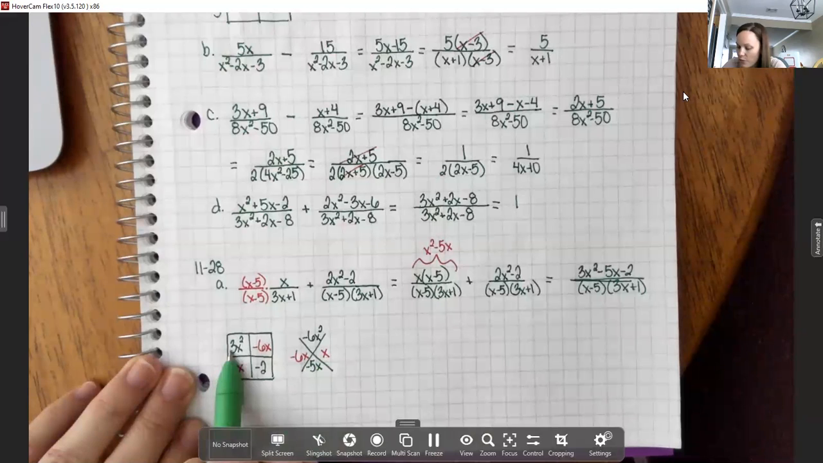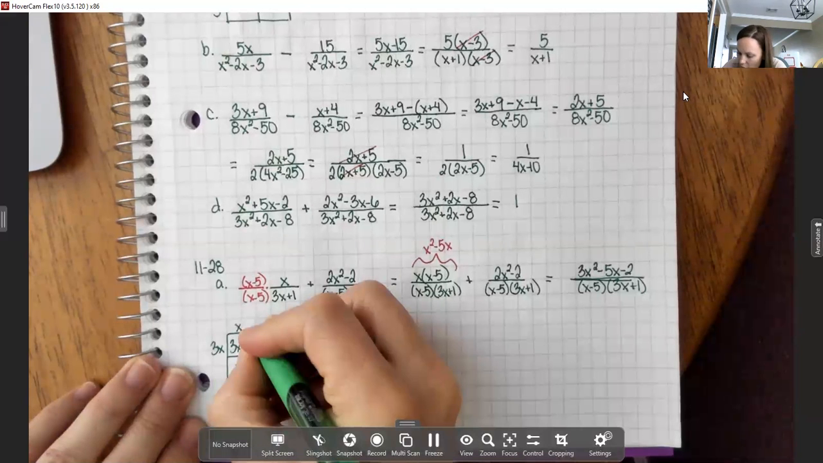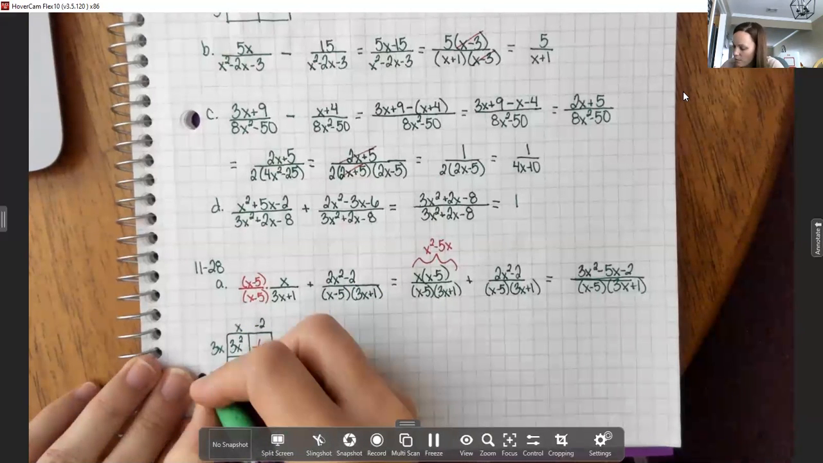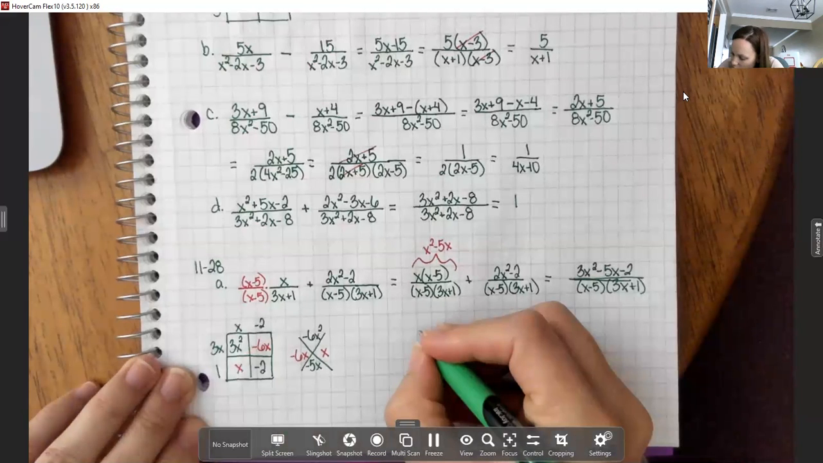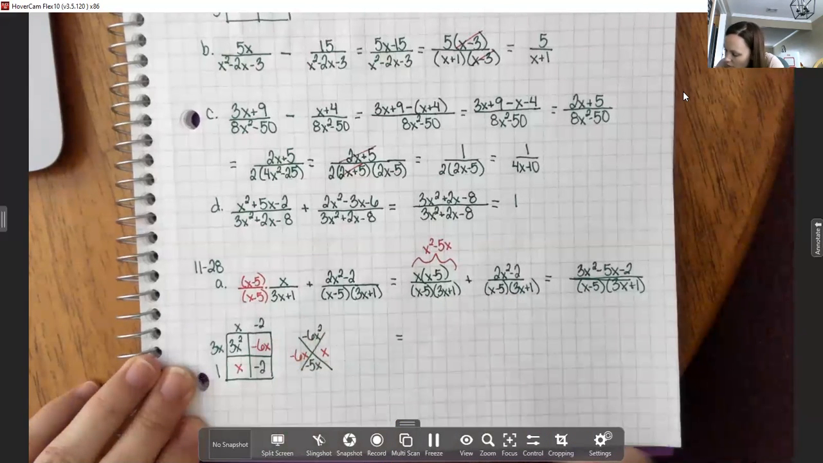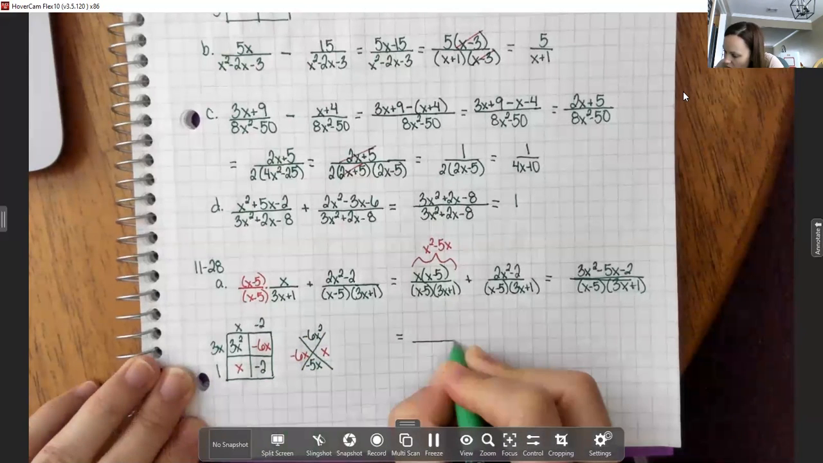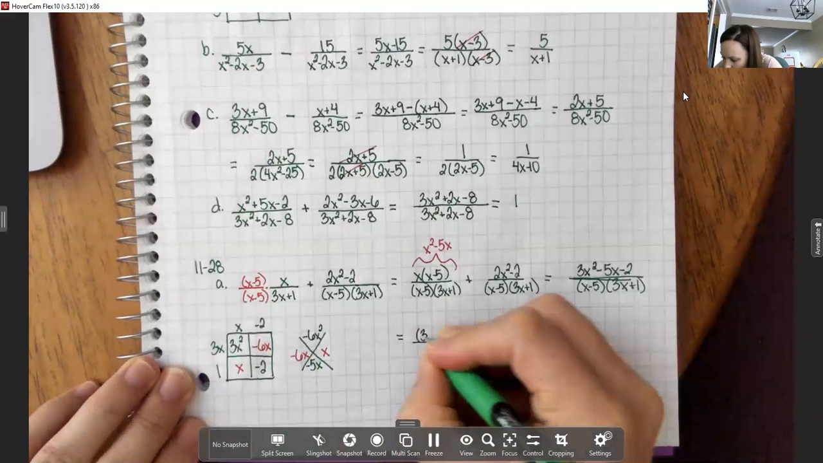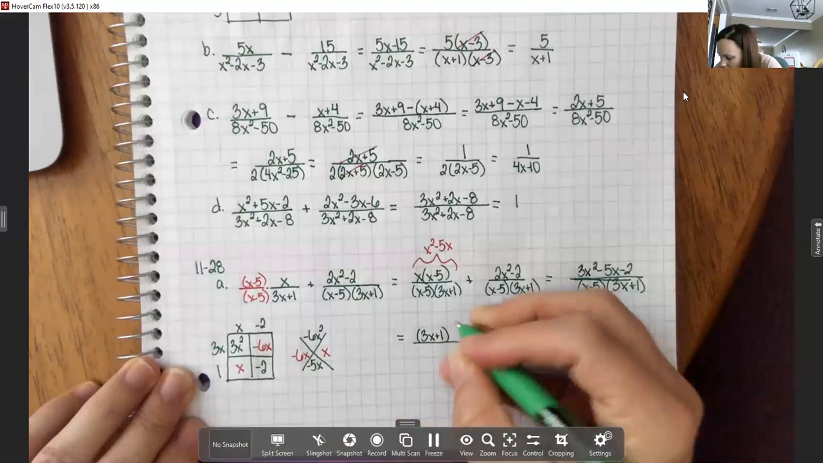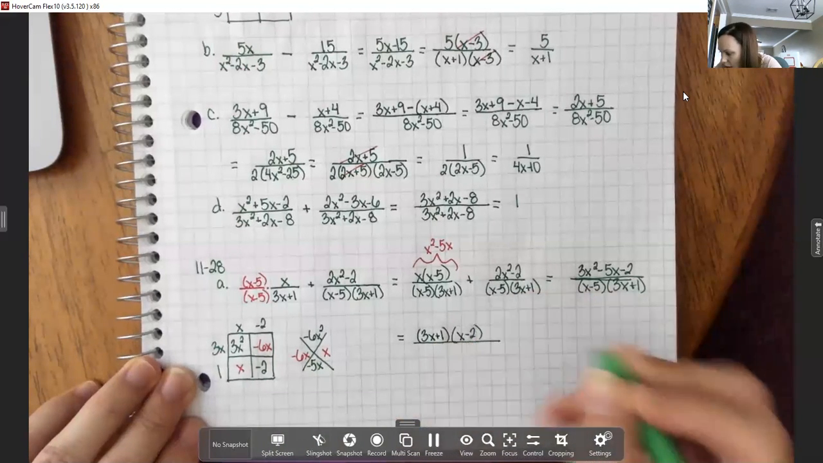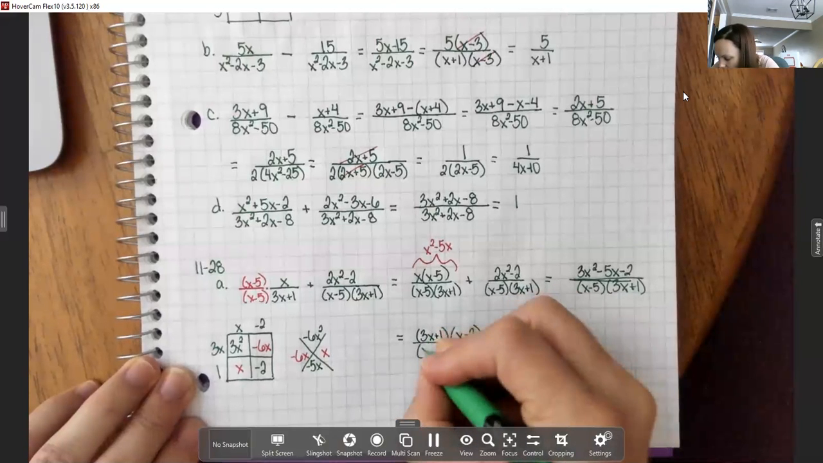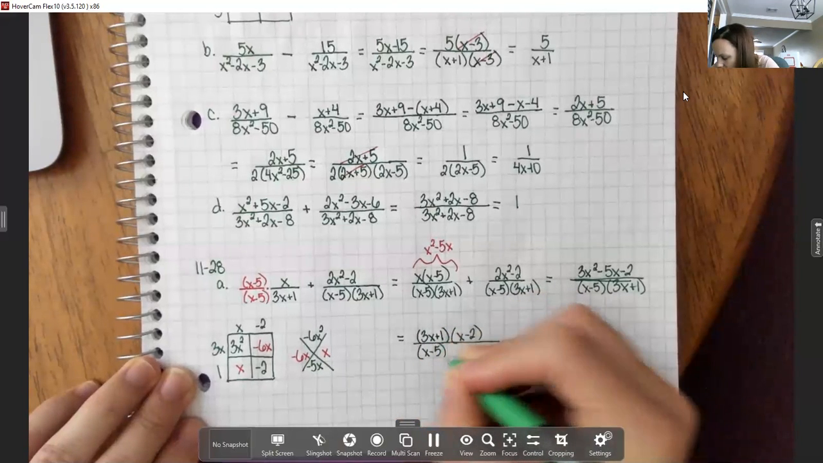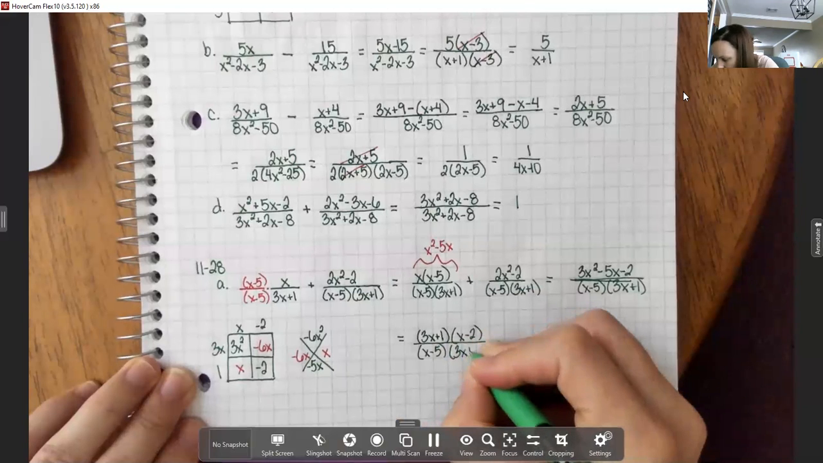So here, 3x squared and negative 6x, I get 3x times x up here, negative 2 and 1. So this problem, my numerator, now that I factored it, is 3x plus 1 times x minus 2, and my denominator stays the same, x minus 5 times 3x plus 1.